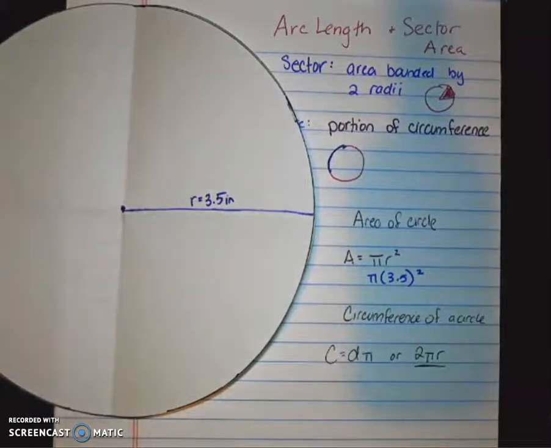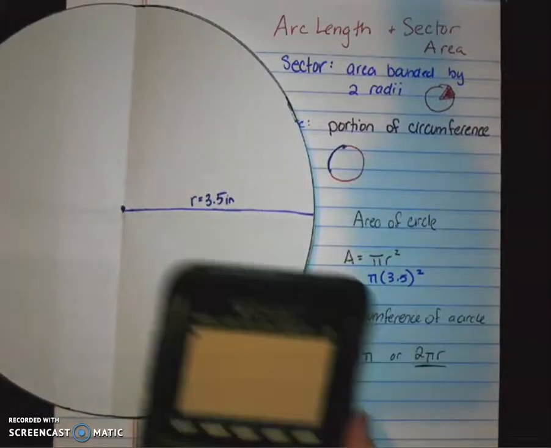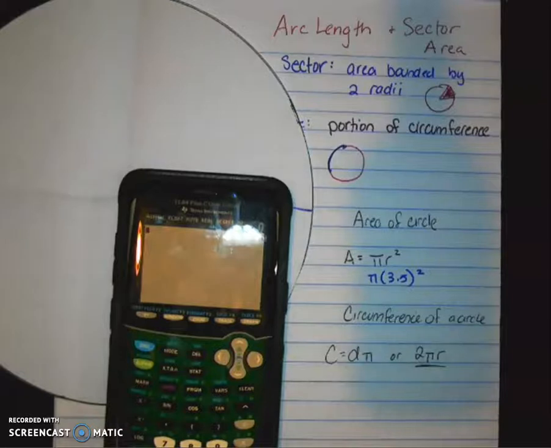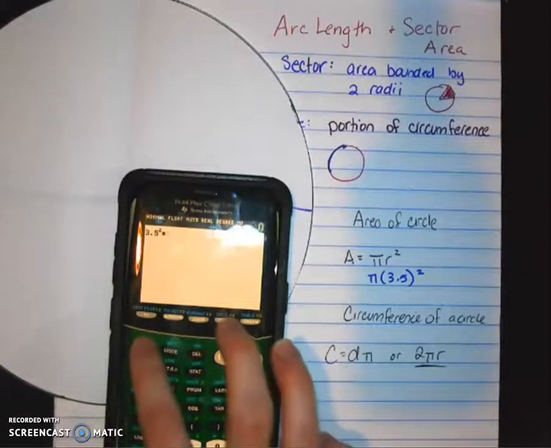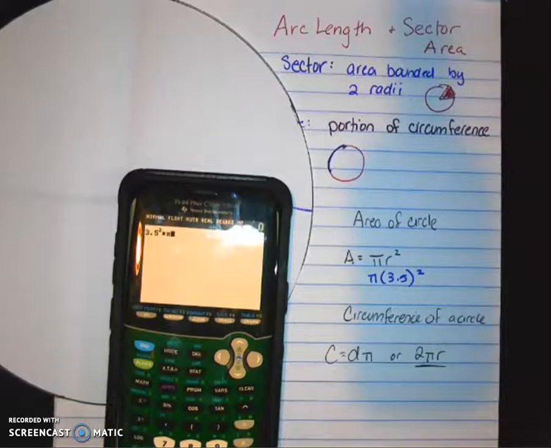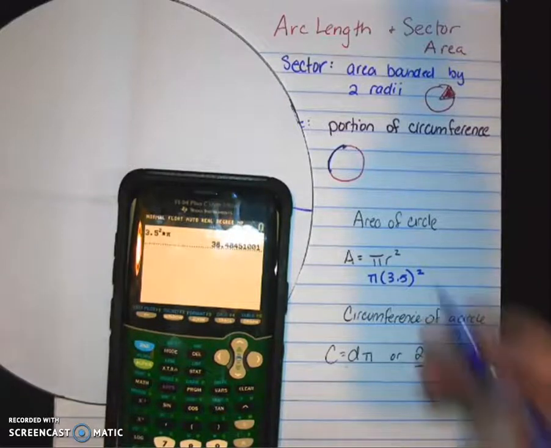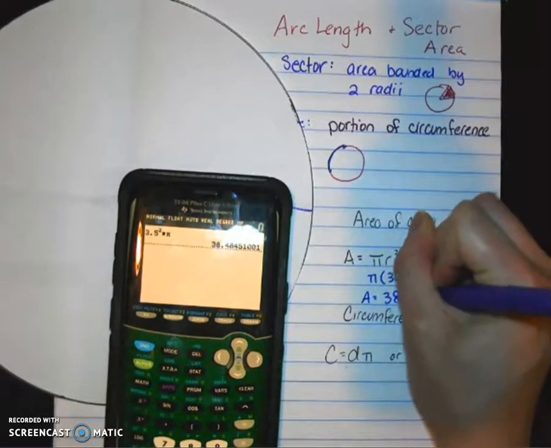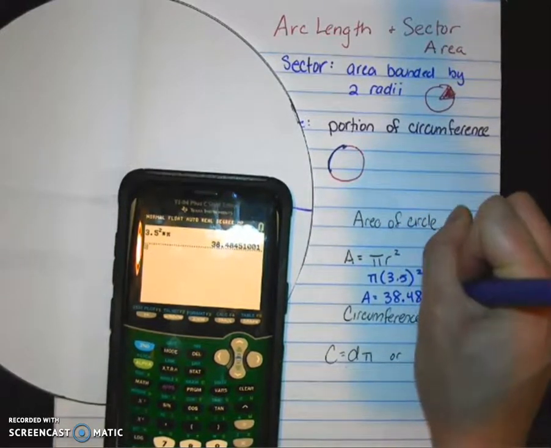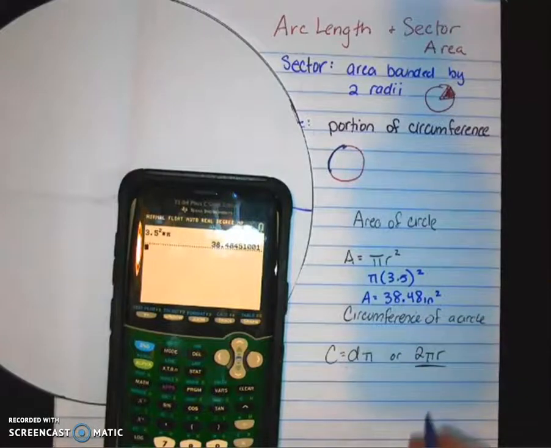And when I do that, I can use my calculator that I've got right here. I can do 3.5 squared times pi. You notice that I'm just using the pi button on the calculator. And we're going to get that the area is 38.48 square inches.